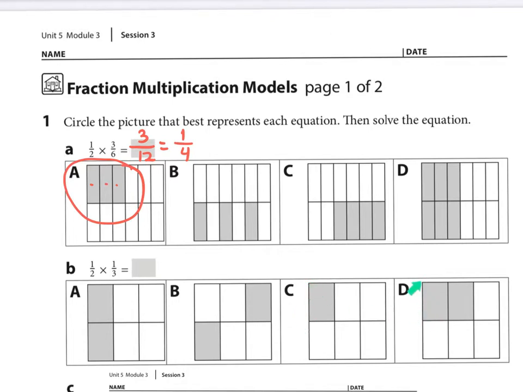Here, this shows 1/2 times 1/3. And here, this is 1/2 times 2/3. So it looks like the correct answer for 1B would be C. And to solve it, the answer would be 1/6. And I see one rectangle is colored in there out of 6 total rectangles.